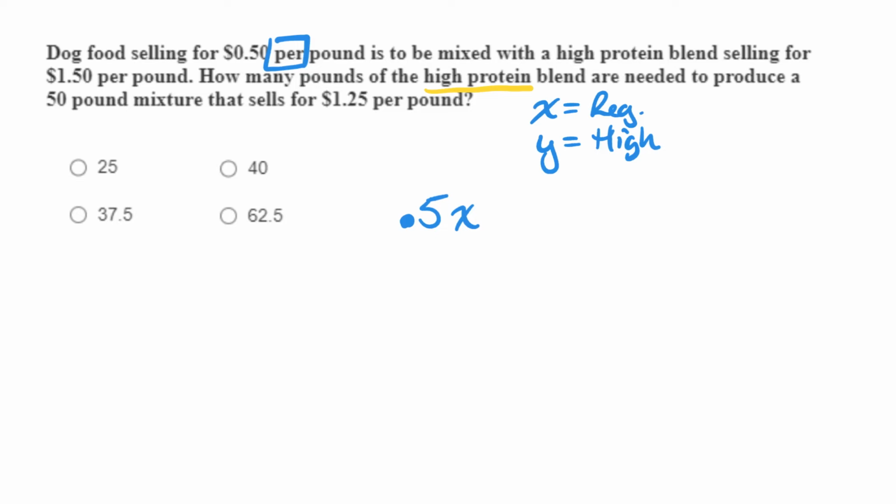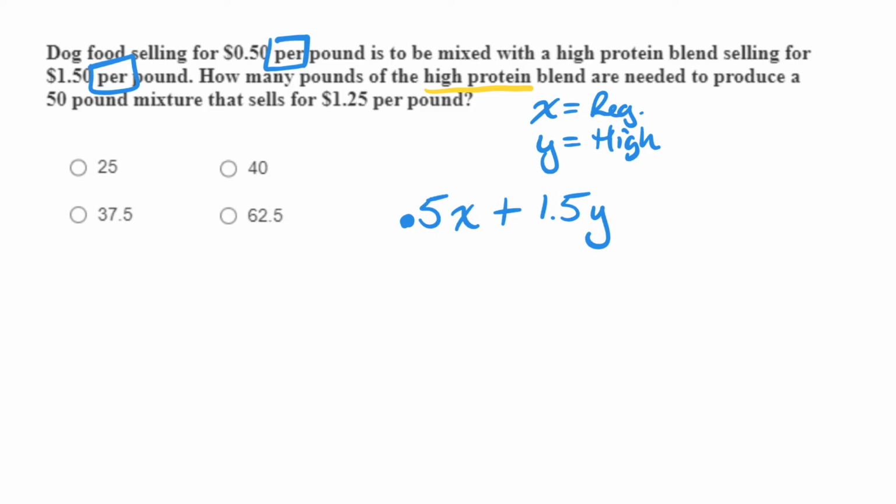And then it says to be mixed with a high protein. Mix means we're going to add these two together, which sells for $1.50 per, meaning multiplication, pound. Well, the high protein, we were using the Y. So that's what we have so far. It says how many pounds of the high protein blend are needed to produce 50 pounds of mixture for a price of $1.25 per pound.